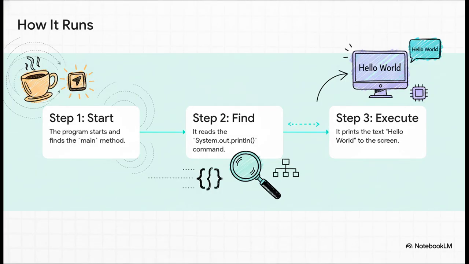First, as soon as you hit run, Java goes on a mission to find that special main method. Once it finds it, it steps inside and looks at the very first instruction, which is our command to print. And finally, it does exactly what it's told. It takes the text "Hello World" and displays it right there on your screen.